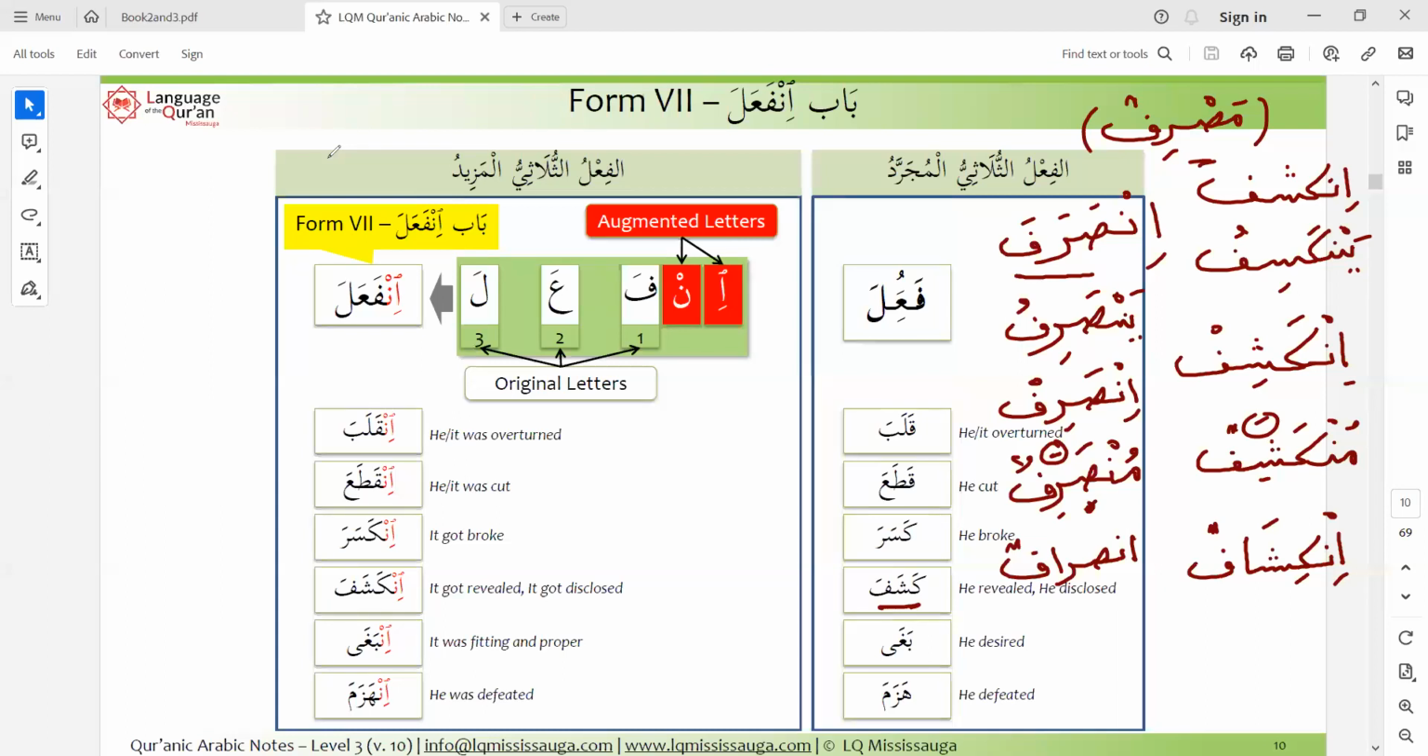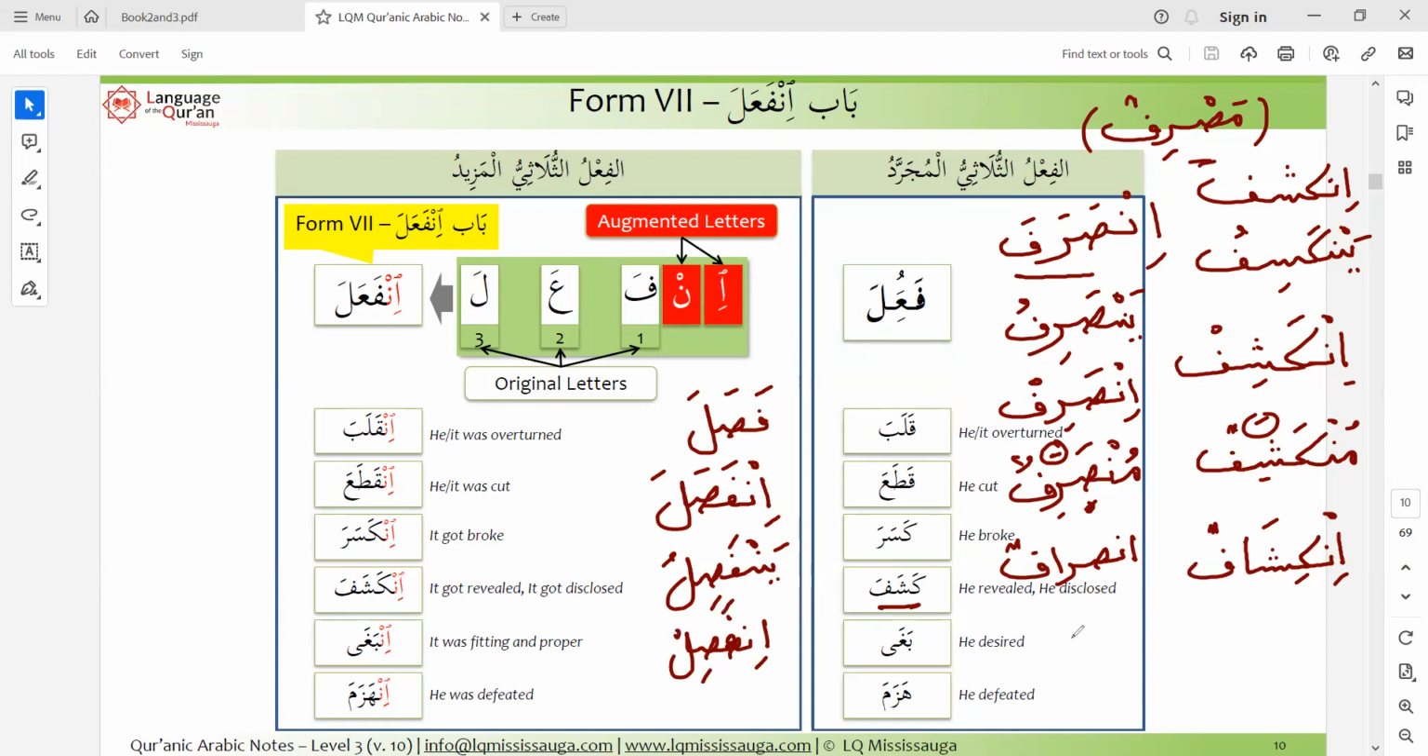Okay, next is fasala, right? From this fasala, if we make this verb, what do we get? Infasala. Infasala. Correct. Now from infasala, yanfasilu. And then amr from this is infasil.